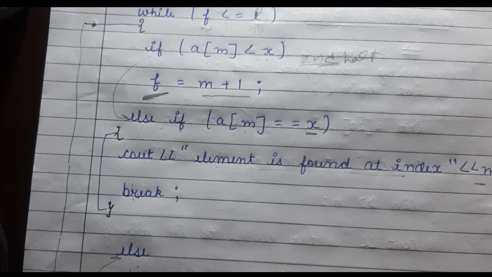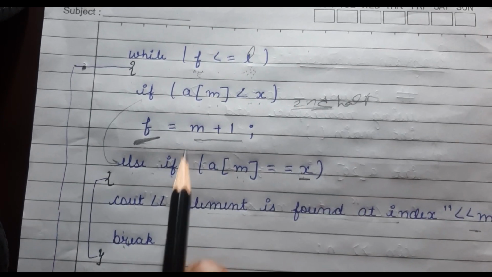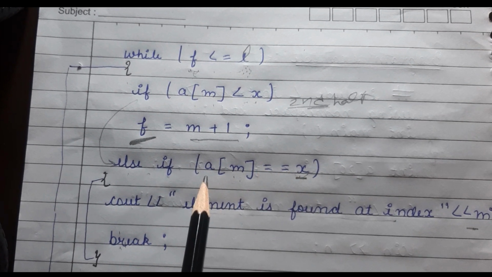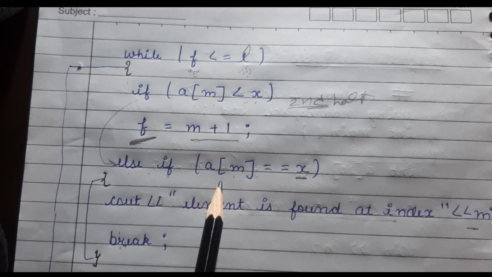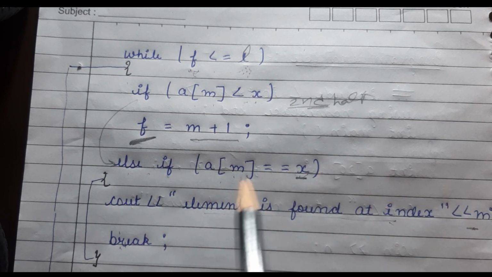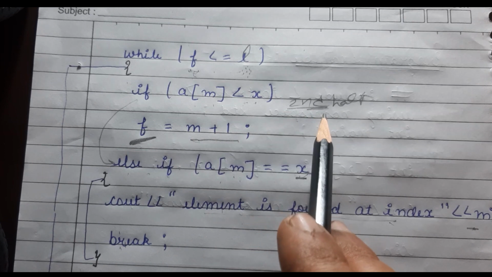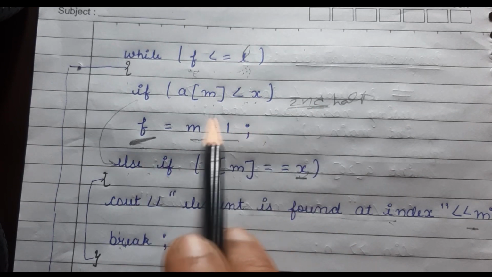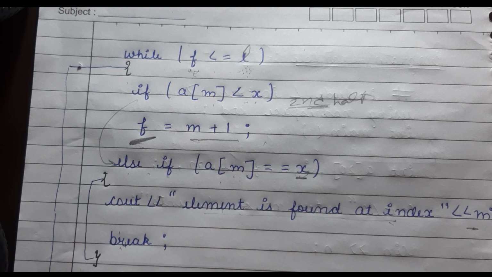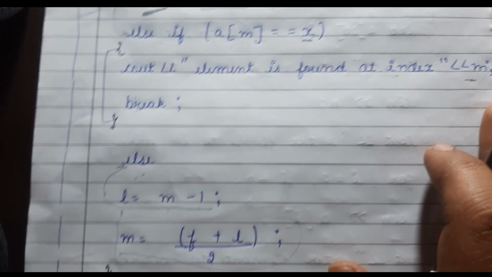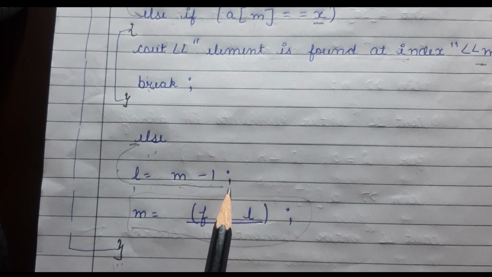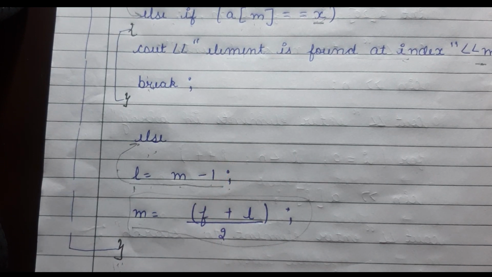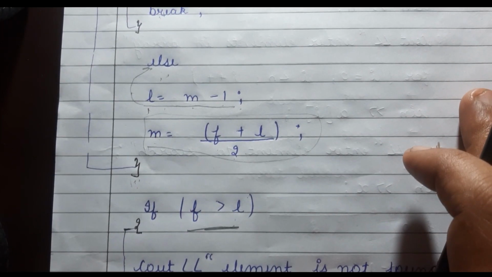The thing is, if your searching element is exactly equal to the middle element, then the element is found at index m. Otherwise, if your element is in the second half, then we update the value of f as m plus 1. If your element is in the first half, then we update the value of L as m minus 1, in that case only. I hope all of you are clear about this.